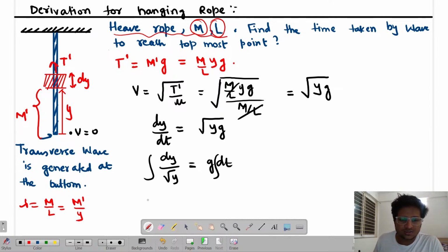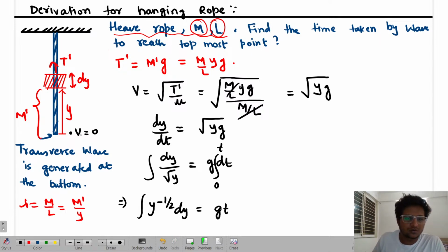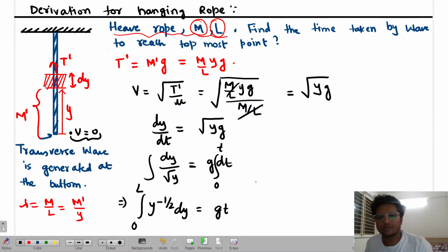So look over here. This is written as integral of y to the power of minus 1 by 2 dy, and g dt, since I want to find the total time. So 0 to t. Oh, sorry, use a small t. At time 0, the velocity is also 0, and y is also 0. So this is taken from 0 to length L. Are you able to get me or not?